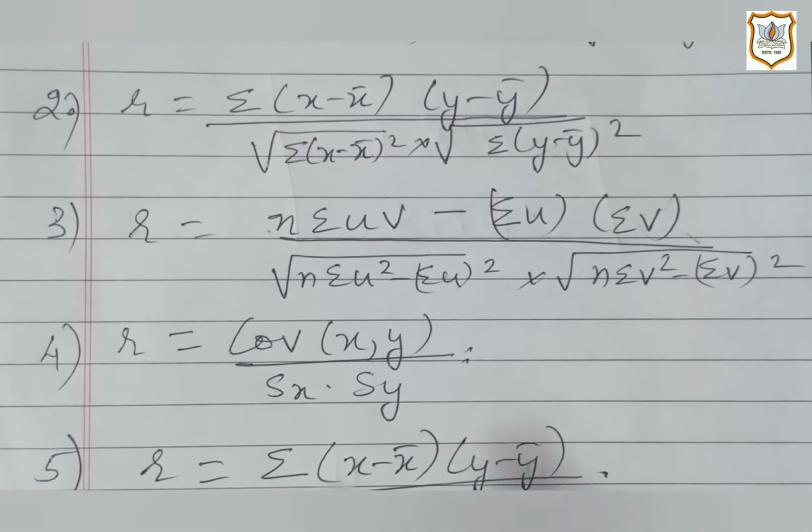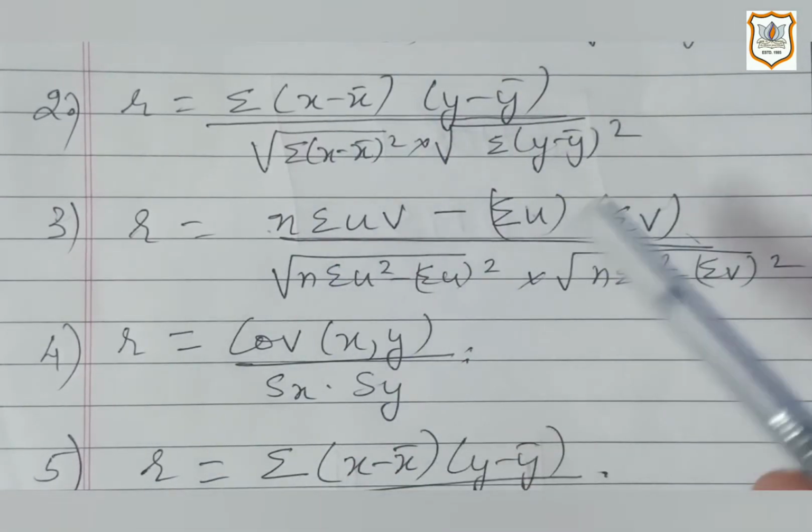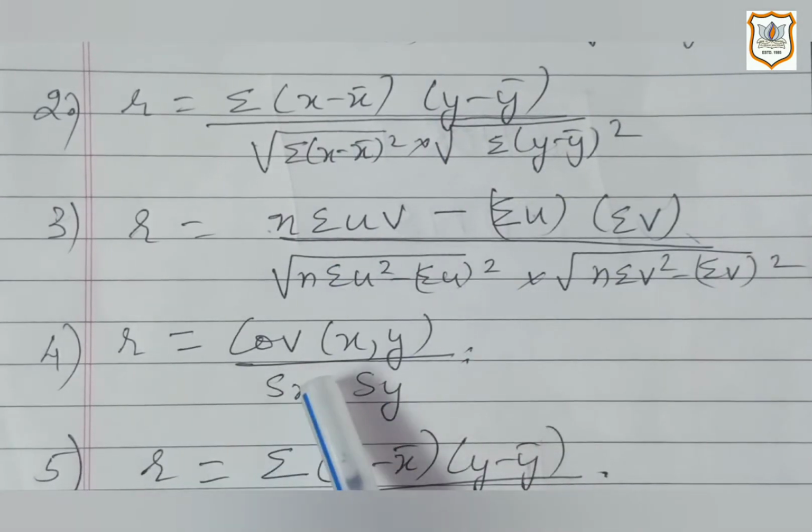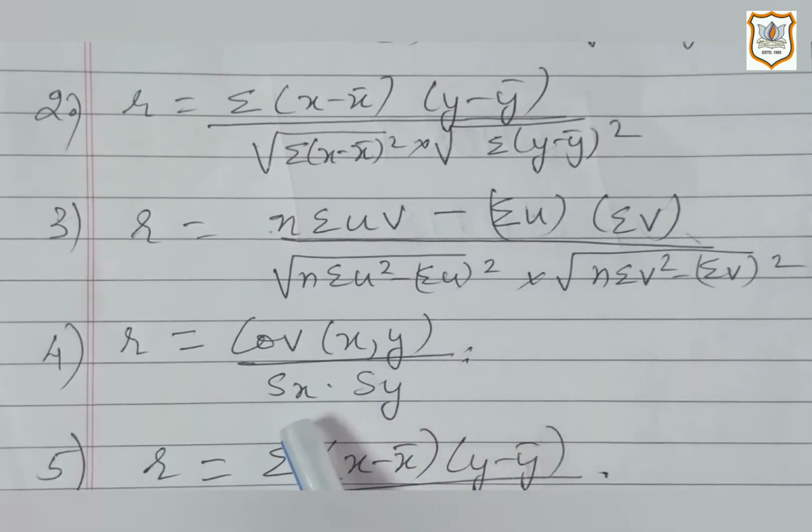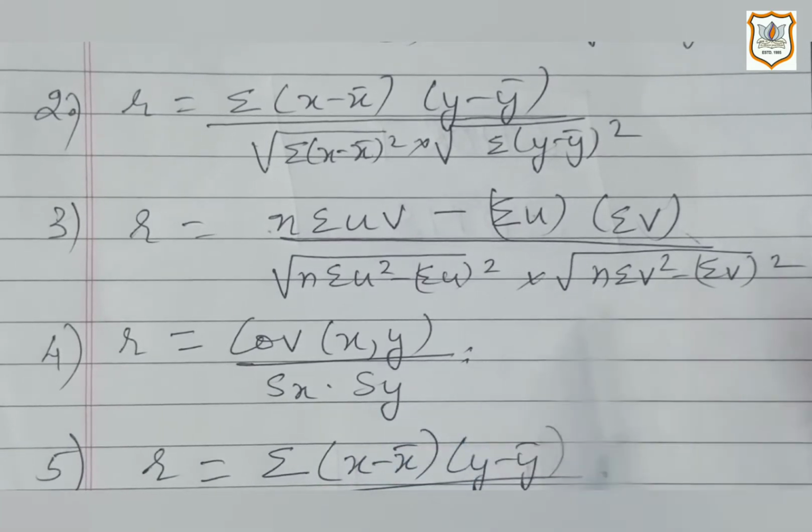Now see the fourth formula which is derived from the upper formulas, that is R = covariance xy divided by sx into sy, where sx and sy are standard deviations of x and y. This formula we will be using in the short sums.